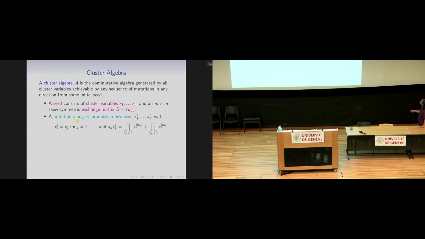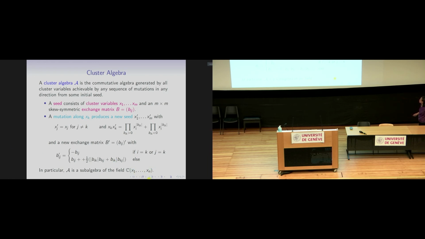If you mutate on the kth variable, then you get a new seed, and there's a relation between xk and xk prime, the thing that it's been mutated to. It's always got two terms, something plus something. Once you have the new seed, there's a new mutation matrix, and it's like a tree of some sort, an m-regular tree. You start with the initial seed, you get m mutations, and from each of those you get another m mutations.